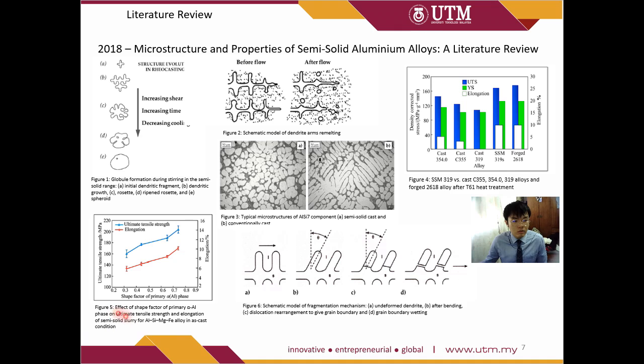Figure 5 shows the effect of shape factor on the ultimate tensile strength and elongation. We can see that when the shape factor approaches 1, the ultimate strength and elongation are the highest. Figure 6 shows the breaking of dendrite arms to form globular structure.